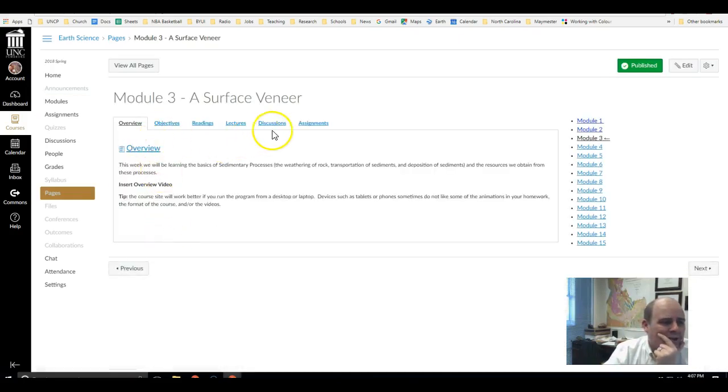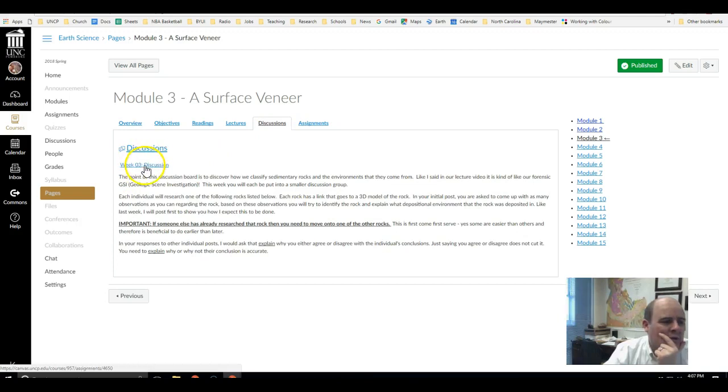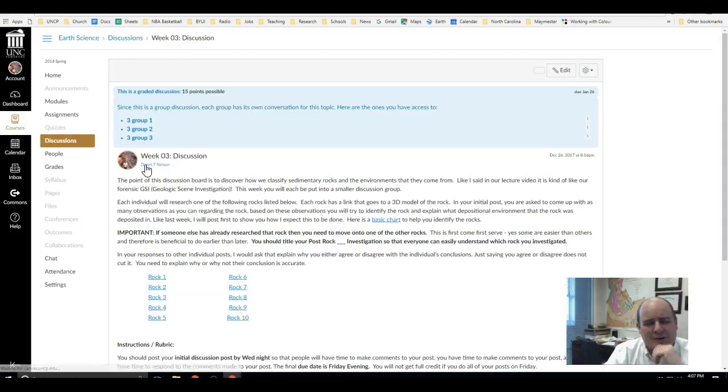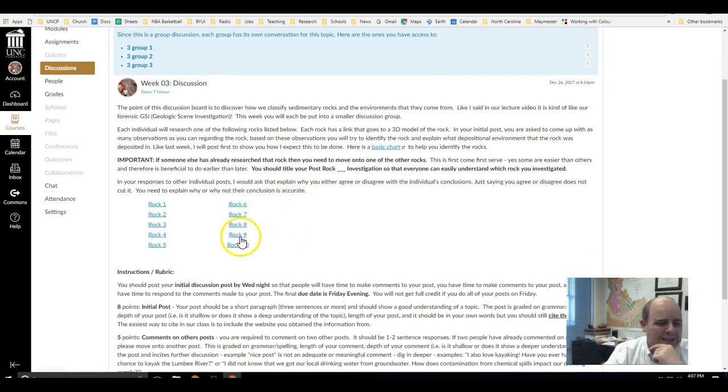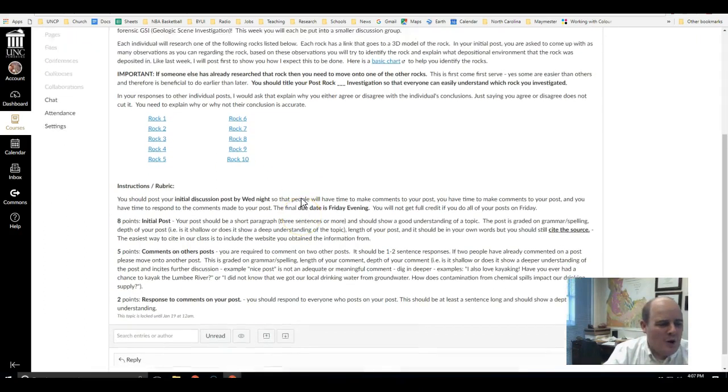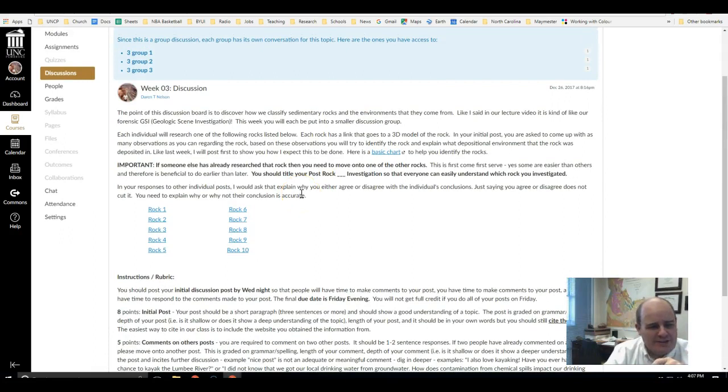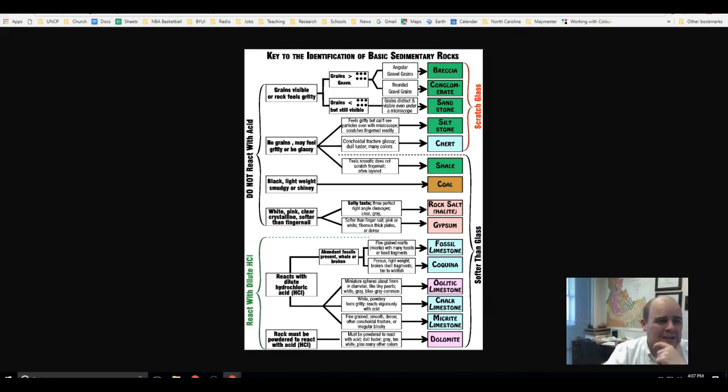Because of how I'm recording it is why. And so if I go back to the discussion page here, you'll see that was for rock 9. You would go through and post your observations there, and after you post your observations, you'll then decide what kind of rock it is, and also the depositional environment. Now I have put a basic chart here that you can use to help you make that identification.